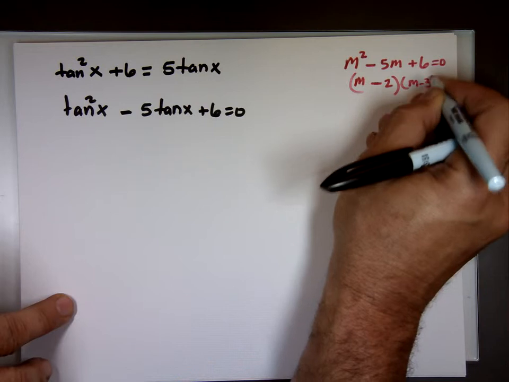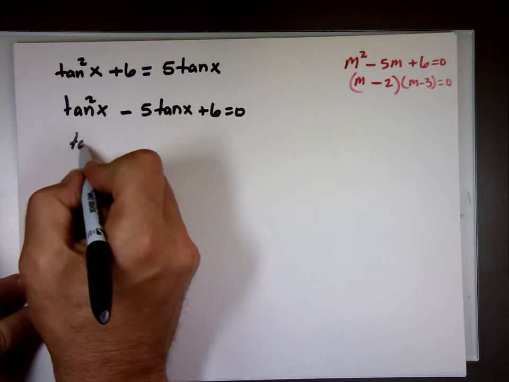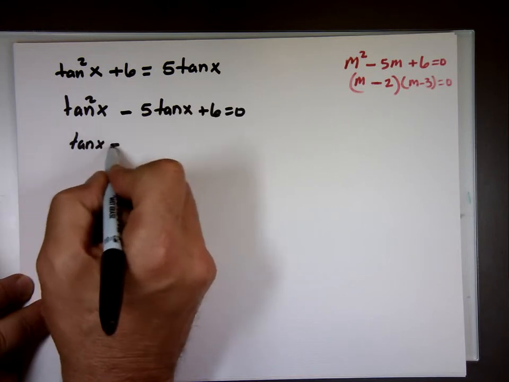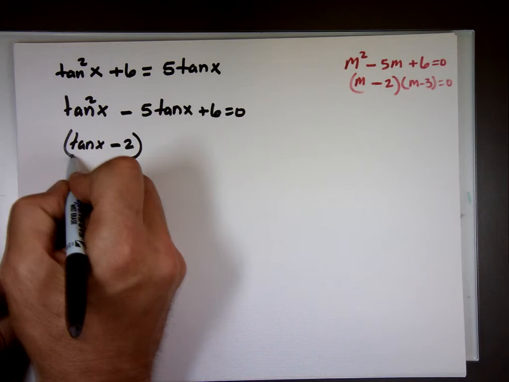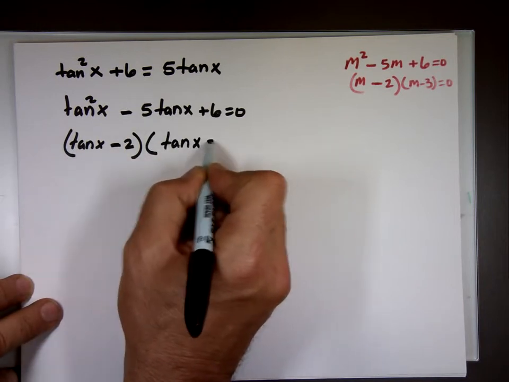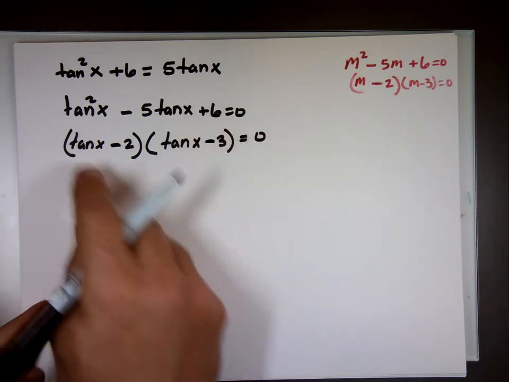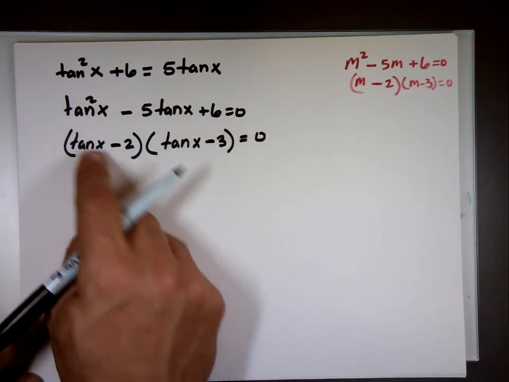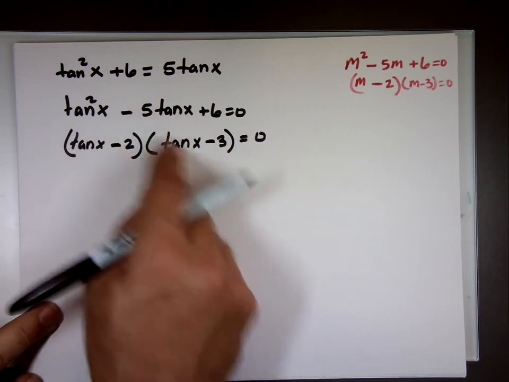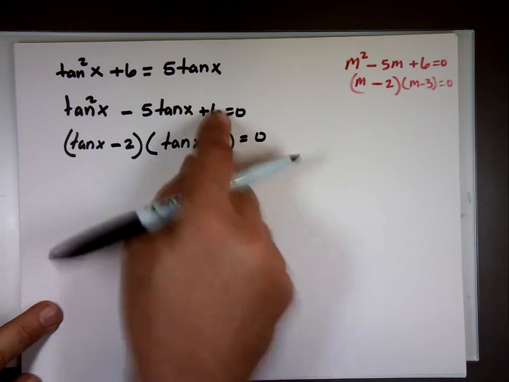Well, we're going to do the same thing here. You're going to factor that. Instead of m, it's going to be tangent x minus 2, and the other one, tangent x minus 3. Notice if I multiply that, that's tangent squared, minus 3 tangent, minus 2 tangent, that's minus 5 tangent. And what's minus 2 times the minus 3? Plus 6.